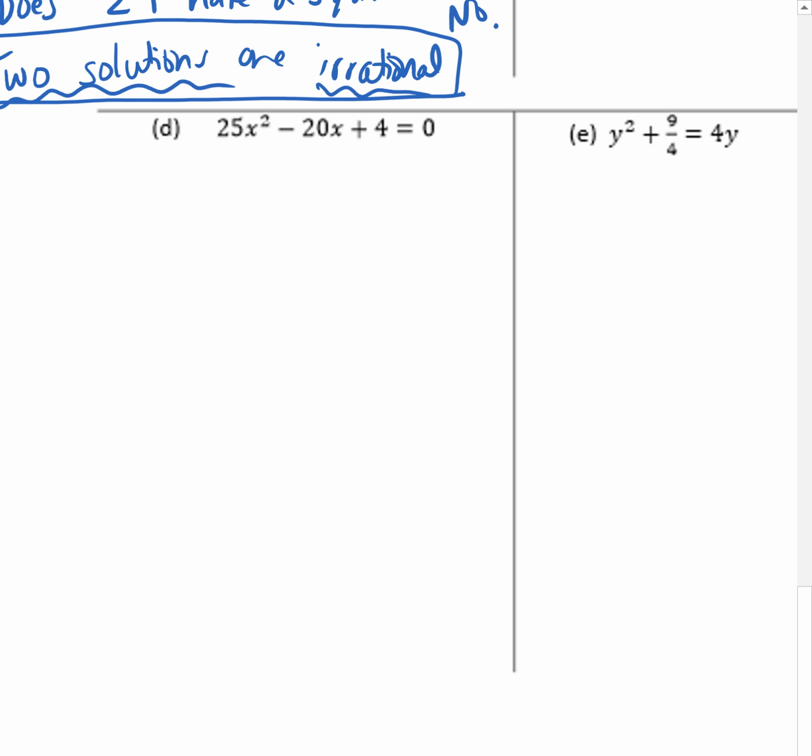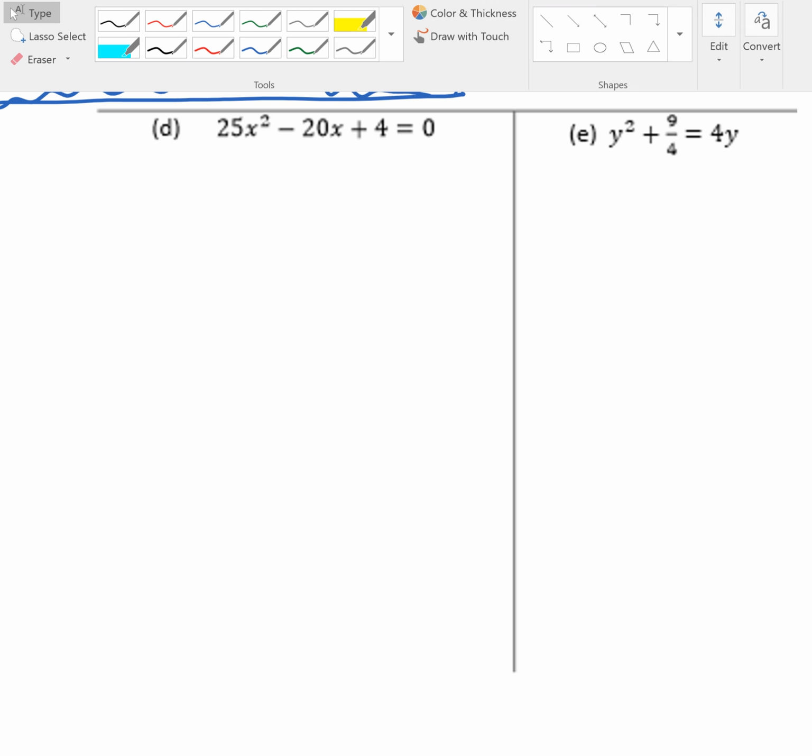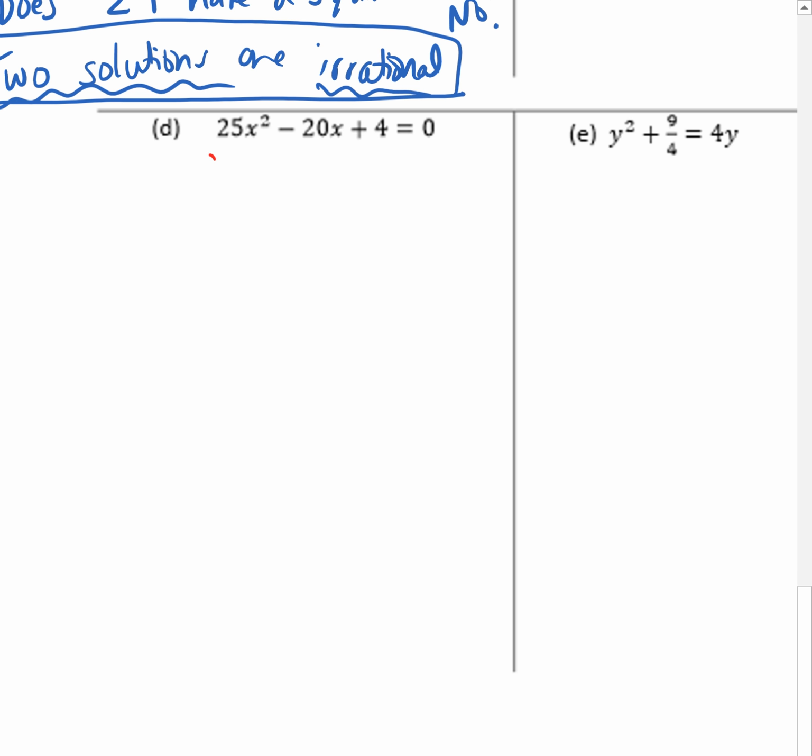25x squared minus 20x plus 4. So in that one, it's already in the right form also. It's ax squared plus bx plus c equals 0. So A is 25. B, don't forget you want to throw the negative in there as well. B isn't just 20, it's negative 20. And then C is 4, the constant term. So using those, let's calculate that discriminant, and then we'll see, is it equal to 0? Is it greater than 0? Is it less than 0?